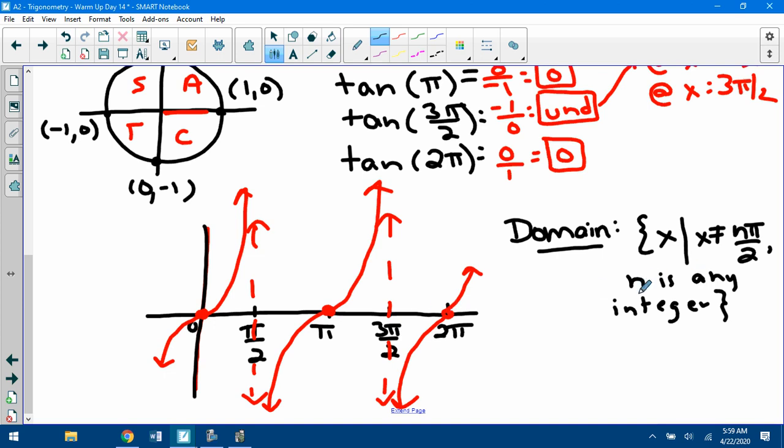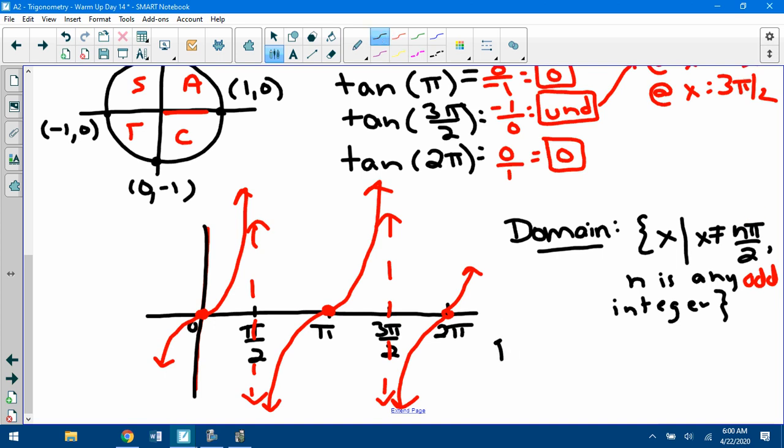It's not just n is any integer. It can't be 1 pi over 2, 3 pi over 2. Next one would be at 5 pi over 2. Here there'd be negative 1 pi over 2, negative 3 pi over 2. What type of integer? Yeah, it's where n is any odd integer. So if I've got an odd integer here, we have an asymptote.